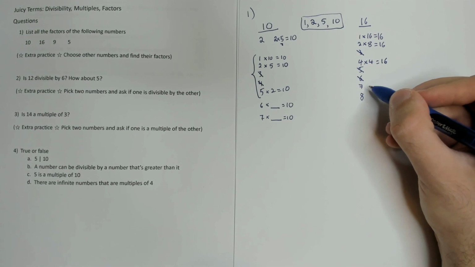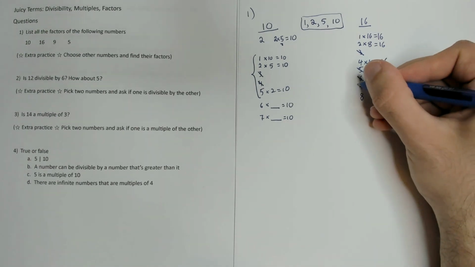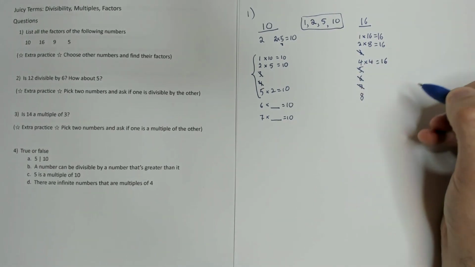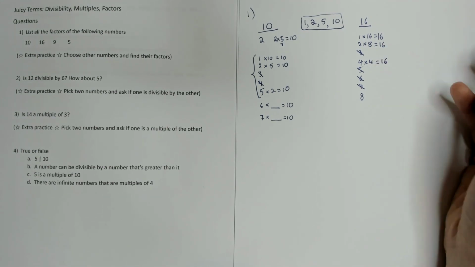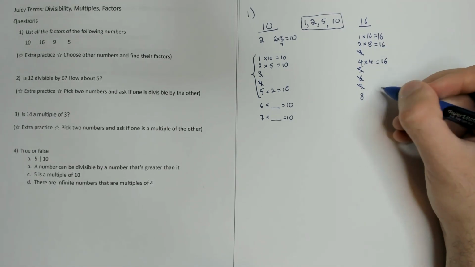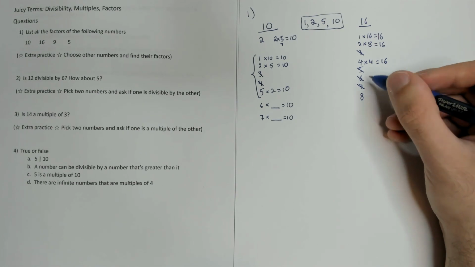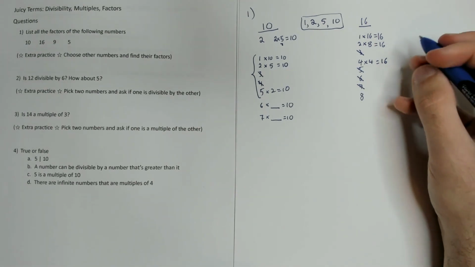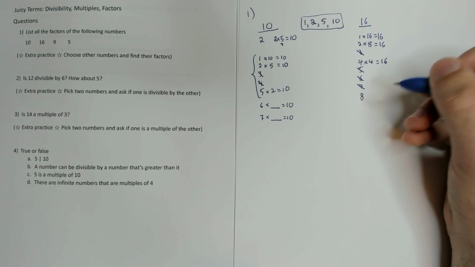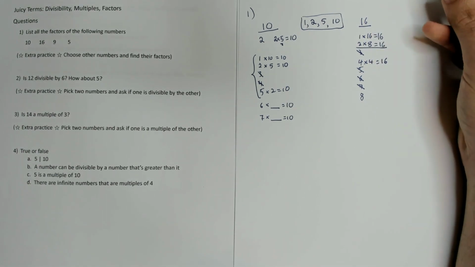7, 14, 21. So 7 isn't going to work because if we multiply 7 by some whole number, we are going to skip over 16. Basically, 7 would have to be multiplied by a decimal to get 16, but that means it's not a factor in the way we're looking at it. And then lastly, we have 8, but we already know 8's a factor from this first one up here.